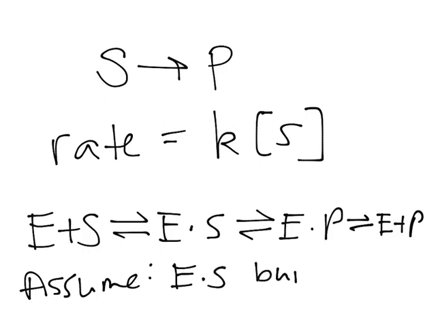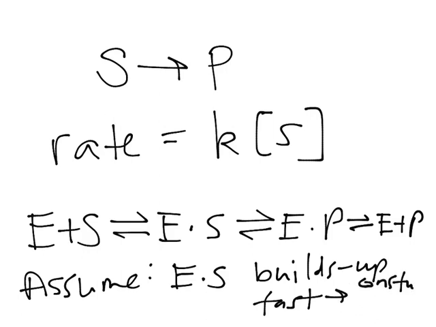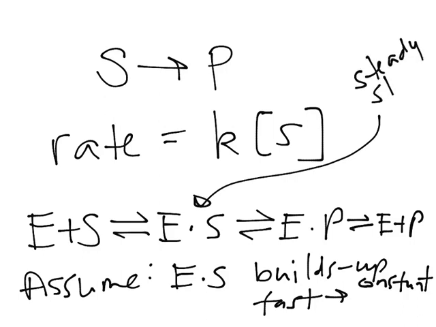So that builds up fast, and then it's constant. So we say that it is going to be in a steady state. So since we're in a steady state of enzyme substrate complex, we're also going to assume then that the concentration of substrate is much, much greater than the concentration of enzyme.